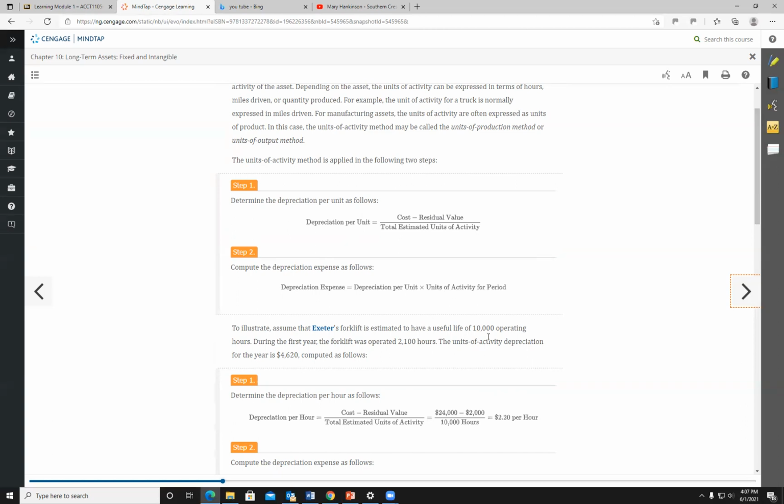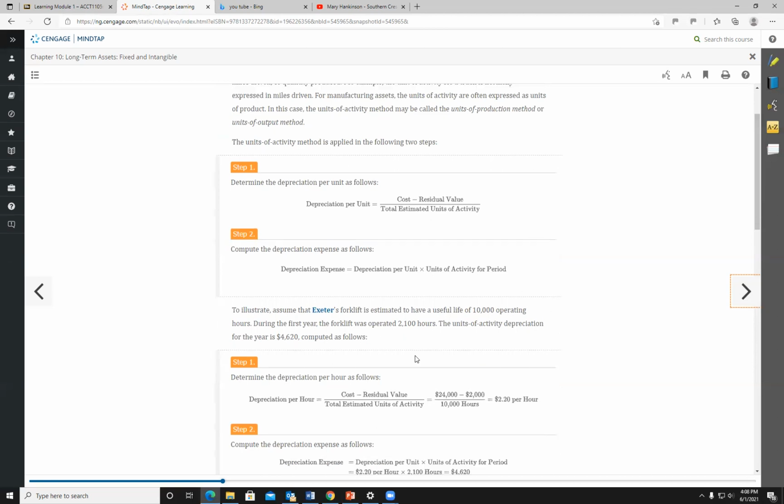Okay. So let's get into some numbers instead of just talking about it. So let's talk about that same forklift. Now let's say that forklift has, instead of an estimated useful life of 5 years, an estimated useful life of 10,000 operating hours. So during the first year, the forklift was operated at 2,100 hours. So the units of activity depreciation for the year is $4,620.